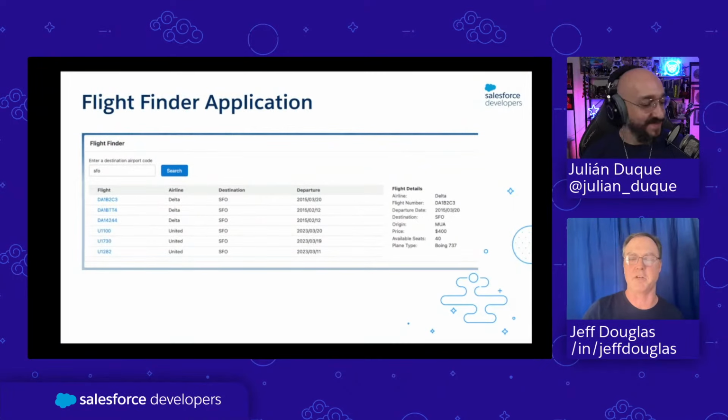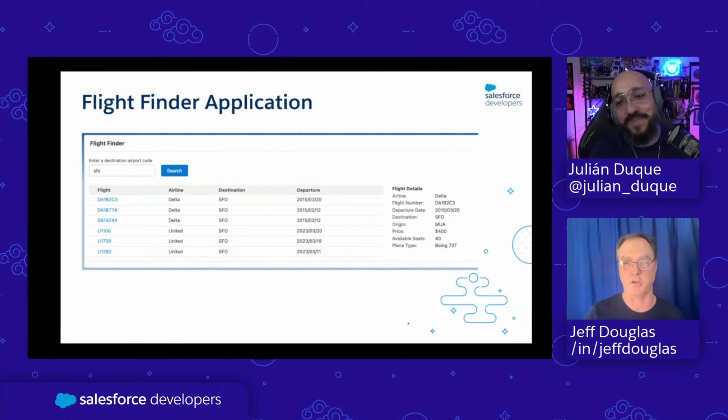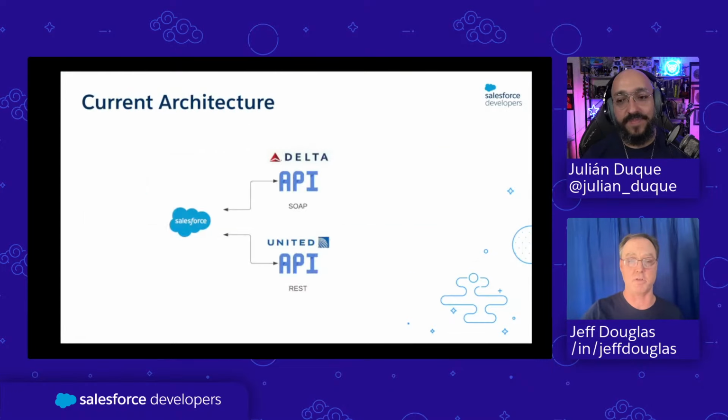So basically the scenario is you've got a Salesforce application, a Lightning Web component that looks up flight information. It uses a SOAP service and a REST service to look up flights. Your boss says, great, this is awesome. We want to have it with mobile. We want to do a bunch of different things. So we're going to migrate this to MuleSoft.